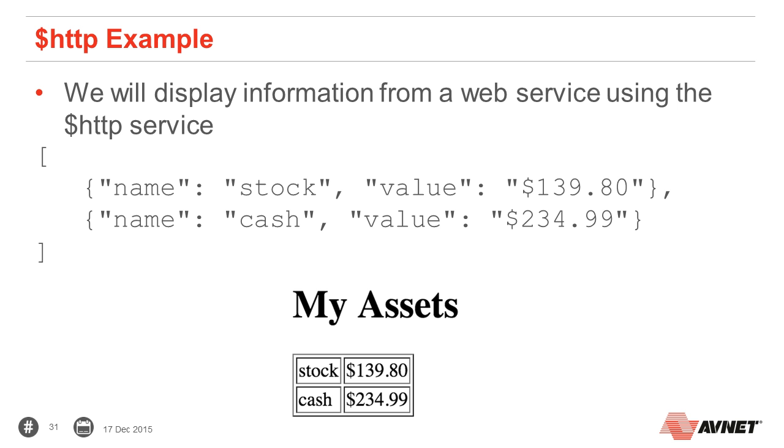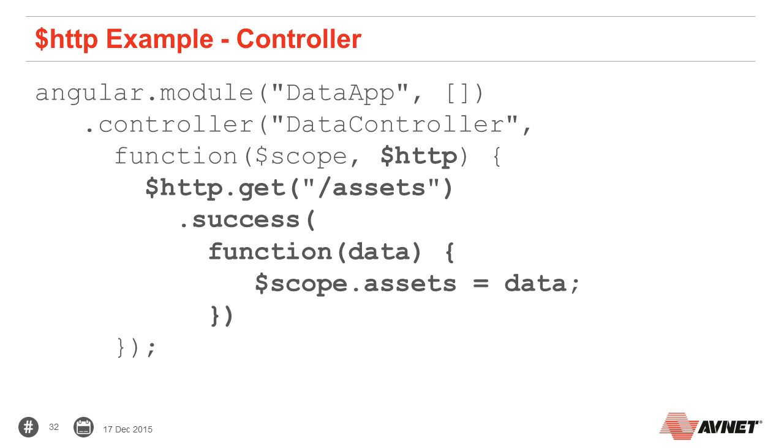So how do we accomplish that? Well, again, we're going to define a controller. Notice that this module is called Data App. It has a controller called Data Controller. In this controller, we're going to inject two objects: the scope object and the HTTP service.